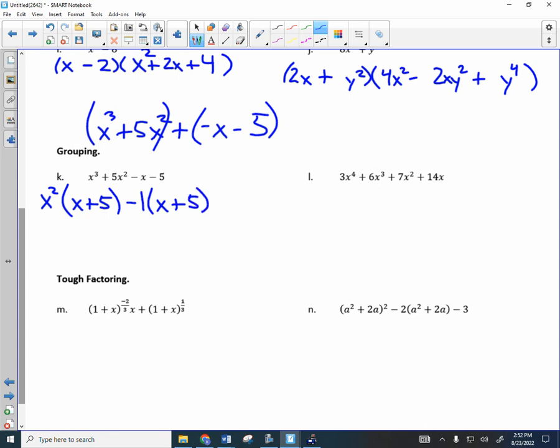Great, so I've removed a common factor from each. What factor do they now both share in common? They share an x plus 5. Take out the x plus 5, and we are left with x squared minus 1. Oh, and then that is the difference of 2 squares. So I've got x plus 5, I've got x minus 1, and x plus 1. Sweet.